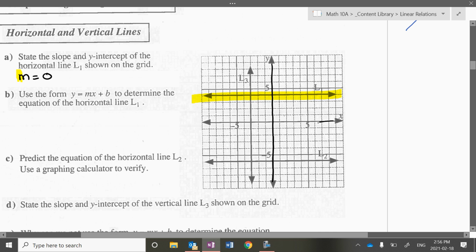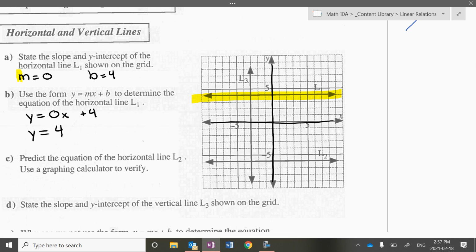Positive 4. So b is equal to 4. When I plug that in to get our equation, I'm going to get y equals 0x plus 4. Anything times 0 is what? 0. So that equation we would actually say is just y equals 4.